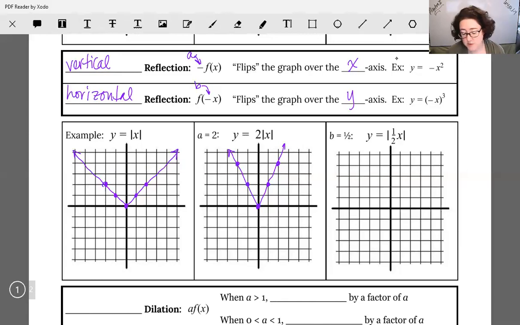Our B value that we're going to try out is 1/2. So again, keep in mind, we almost have to think of these horizontal, these inside values inside the parentheses, almost backwards from what we think. So usually when you see the number 1/2, you would think, oh, it's going to be half as big. But that's not really the case.